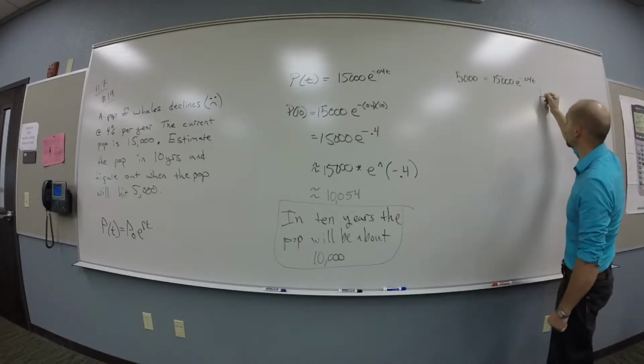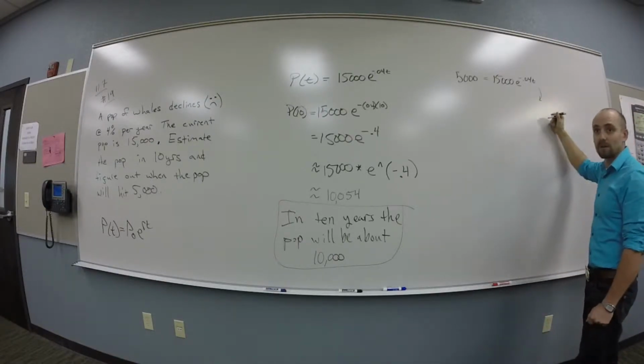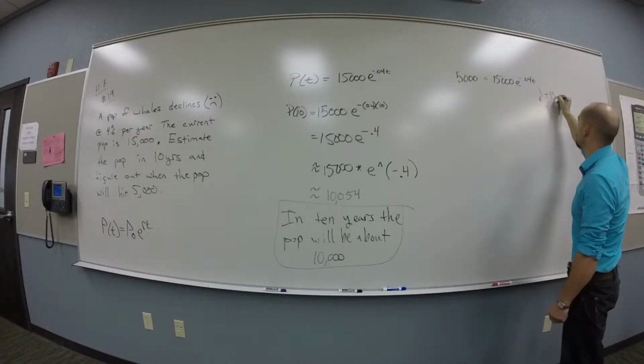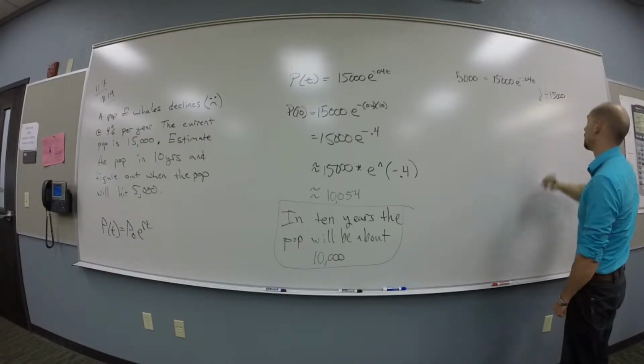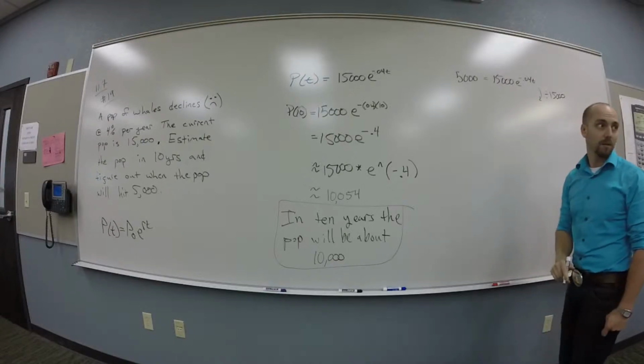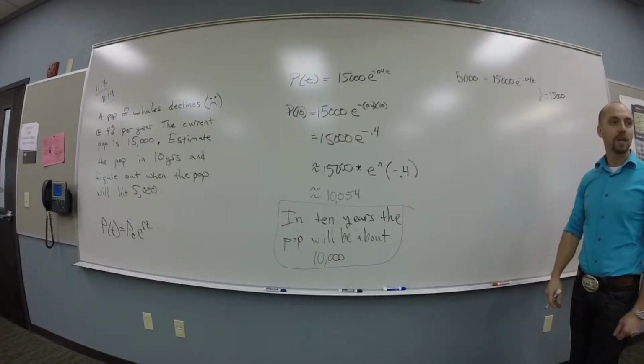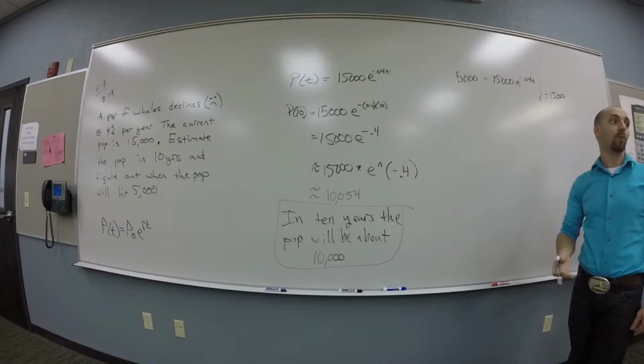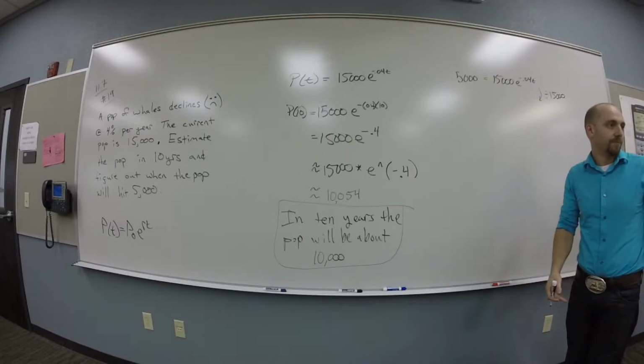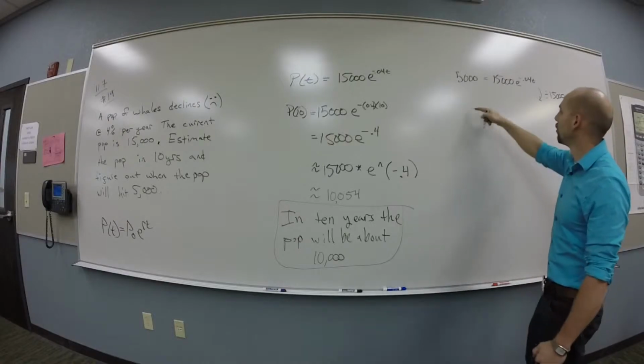Okay, my goal is to get the t by itself, right? So first things first, I'm going to get this 15,000 out of the way. Why do you get that out first? Because I'm trying to get the t by itself, so I should get as much stuff as possible away from the t. Okay, I see. So what do I get over here?